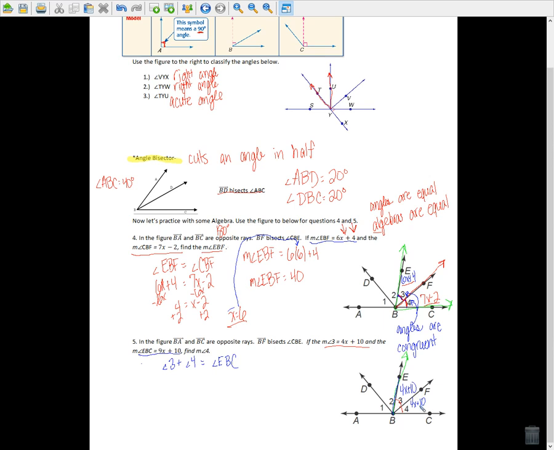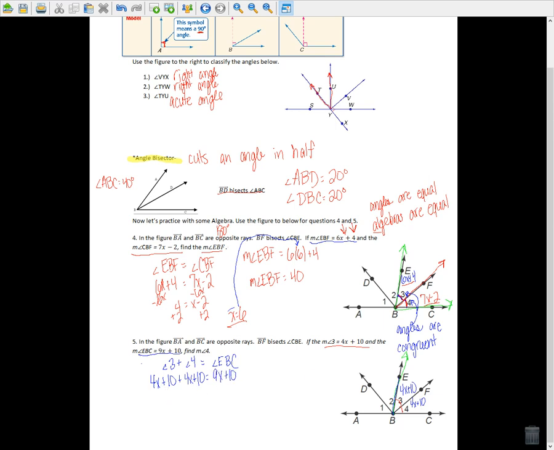So angle 3 is 4x plus 10. Well, guess what? Angle 4 is equal to it, so angle 4 is also going to be equal to 4x plus 10. So we're going to substitute these in for angle 3 and angle 4, and we're going to substitute 9x plus 10 in for angle EBC. We're going to be on our way here, and this is going to be the last example. So 4x plus 10 plus 4x plus 10 is equal to 9x plus 10.